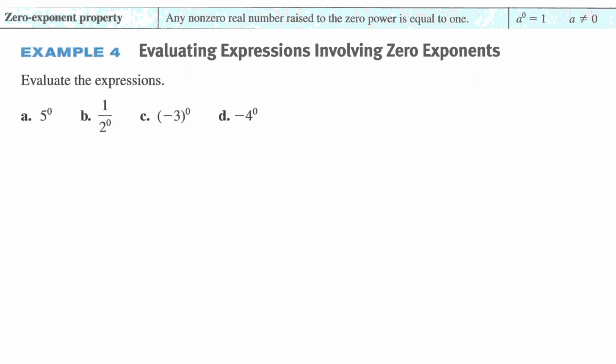Okay. All right, now 0 exponents. This is going to be nice and easy for you. Anything in the world to the 0 power is 1. So what's 5 to the 0? 1. What's 1 over 2 to the 0? 1 over 1, or 1.